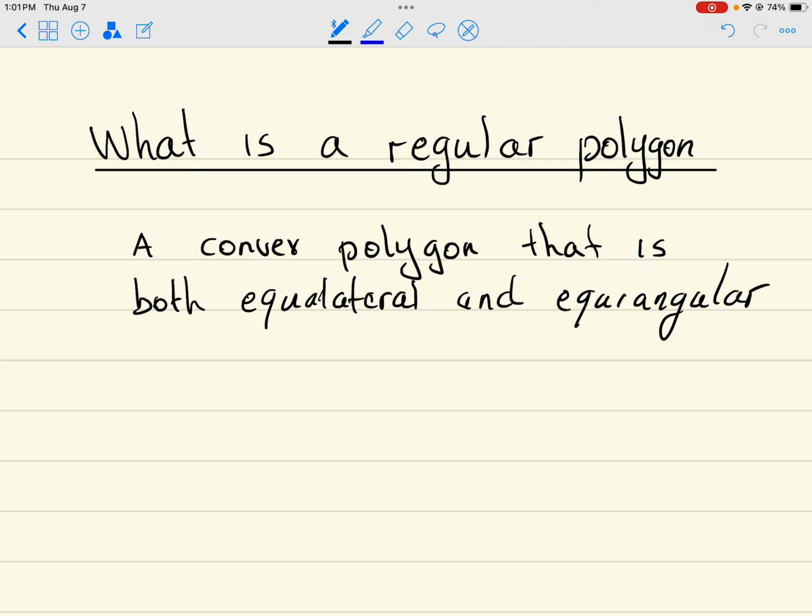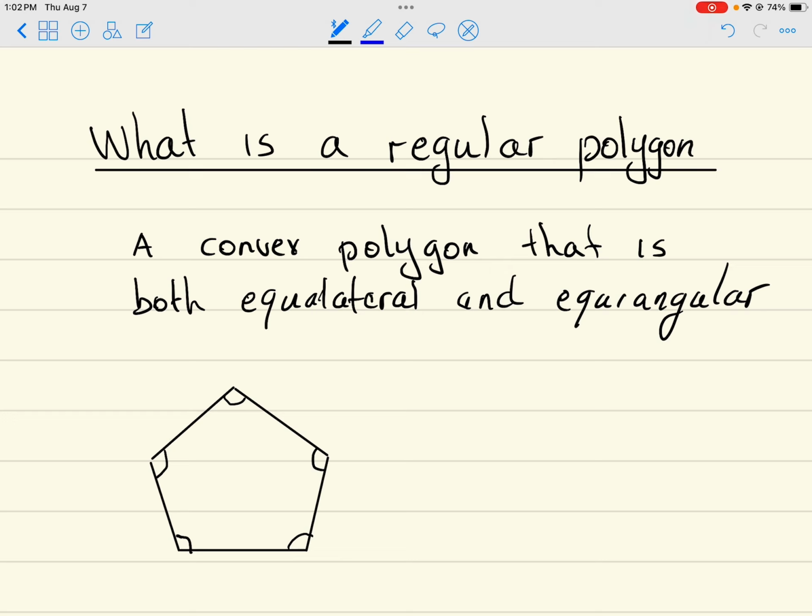So let's start with something like, let's try a pentagon. So that has 5 sides. Okay. So this here, in order for it to be a regular polygon, it would have to have equal angles. So equiangular.